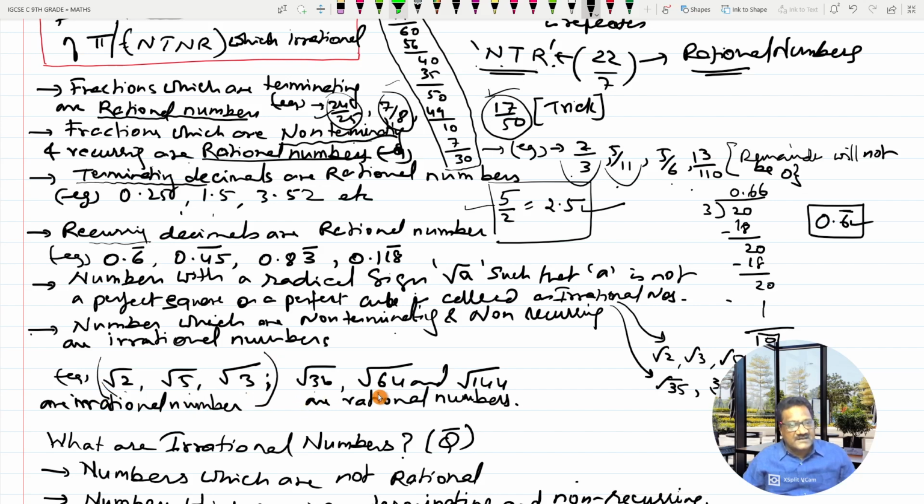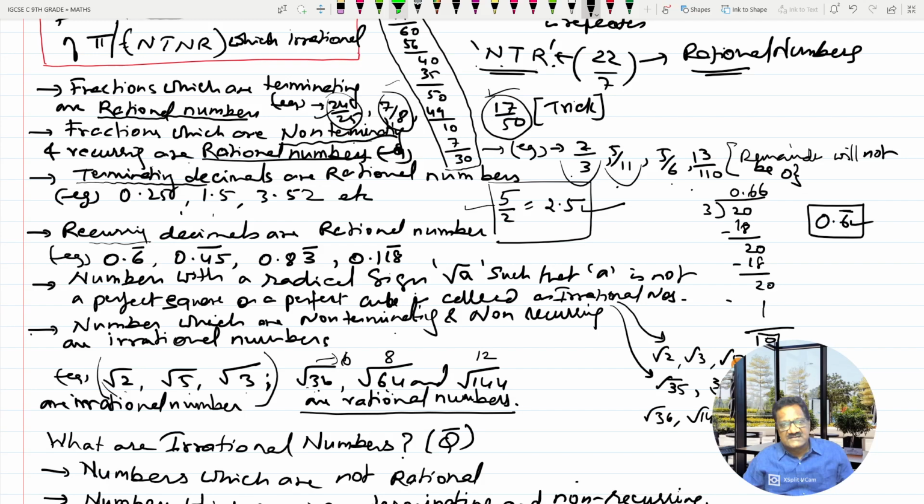But root of 36, root of 64, root of 144: root of 36 is a perfect square. This will work out to 6. This will work out to 8. This will work out to 12. And 6, 8 and 12 are nothing but natural numbers, and they are rational. So these are not irrational numbers, these are rational numbers. Root 36, root 64, root 144 are rational numbers. Because these work out to a rational number, they are not irrational numbers. These are of course irrational numbers.